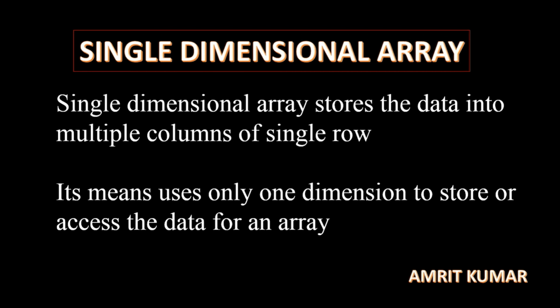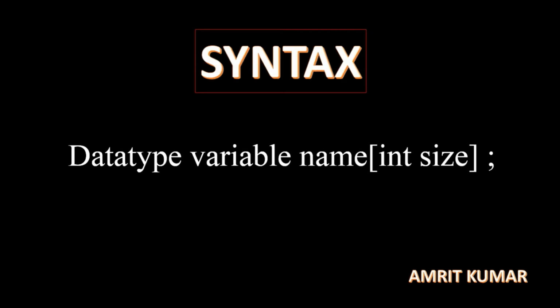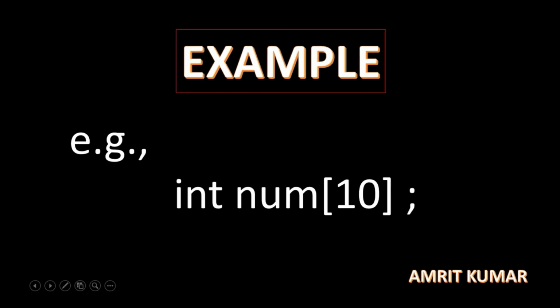So let's look at examples of how we can use the single dimensional array. Here is the syntax: you need to define the data type, then the variable name, then brackets open, then the size. That size should be an integer value only, not a float value or any other data type. This is the proper syntax of declaring a single dimensional array.